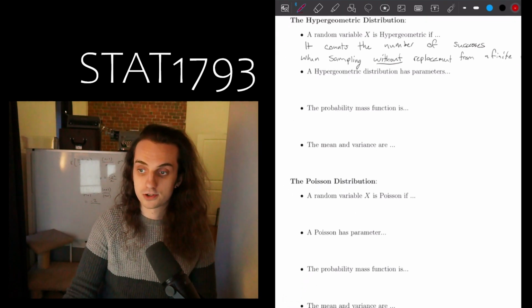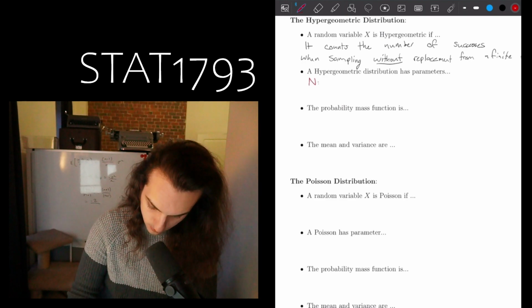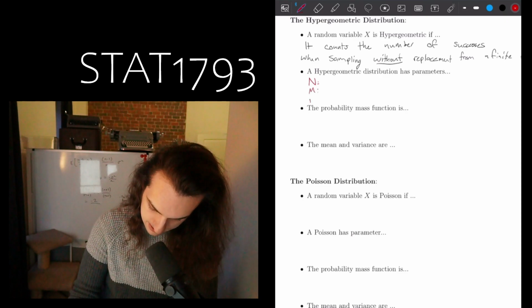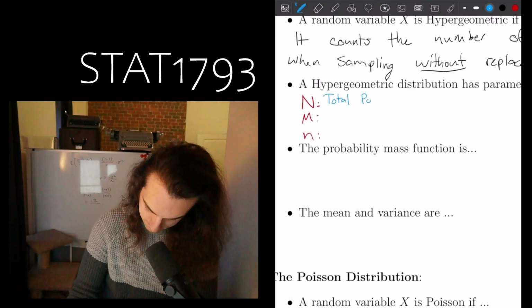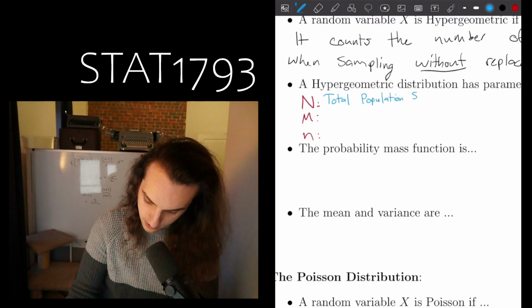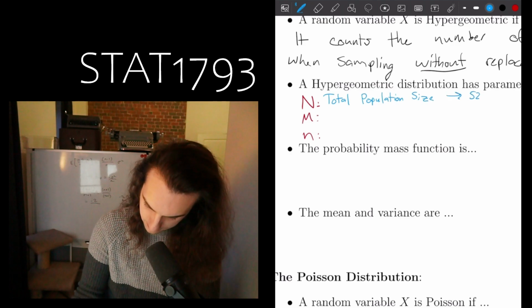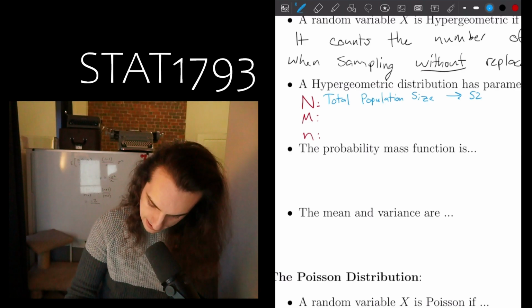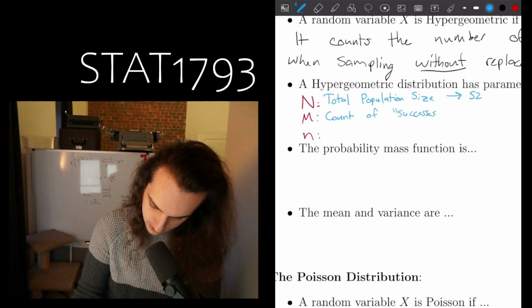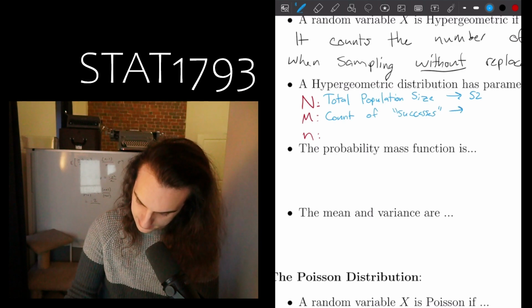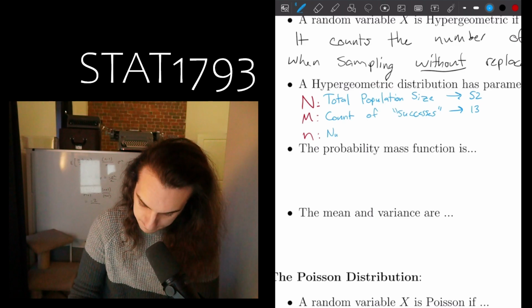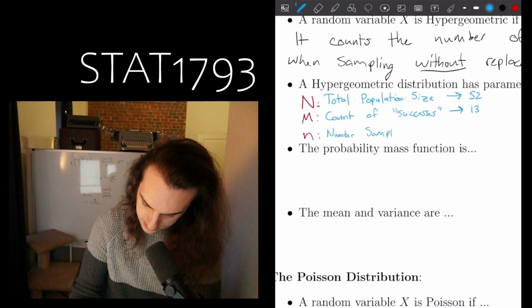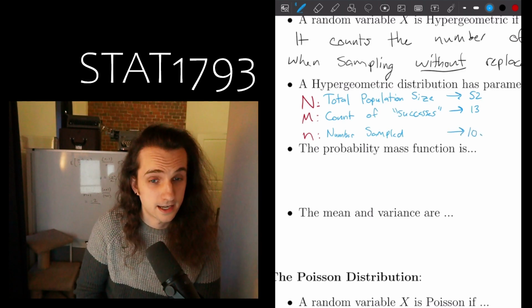And so in the hypergeometric distribution, we actually need 3 different parameters here. We need what we'll call big N, we need M, and we need a small n, right? And so what are these different parameters here? Well, big N is the total population size. And so, for instance, in the deck of cards example, big N is going to be 52. M is going to be the count of successes, right? So how many of the total population are considered to be successes. So in this case, if we're thinking about spades as being successes, then there would be 13. And then little n is going to be the number sampled, right? And so if you're taking, say, 10 cards out of it, then you would get 10 here, okay?